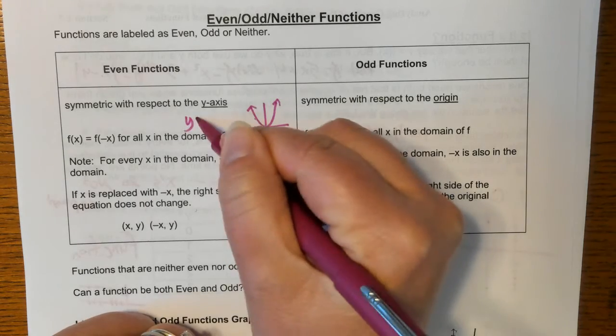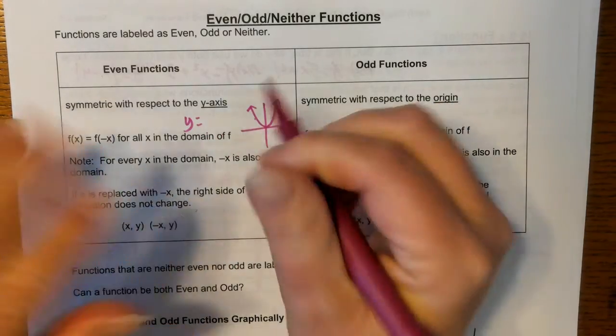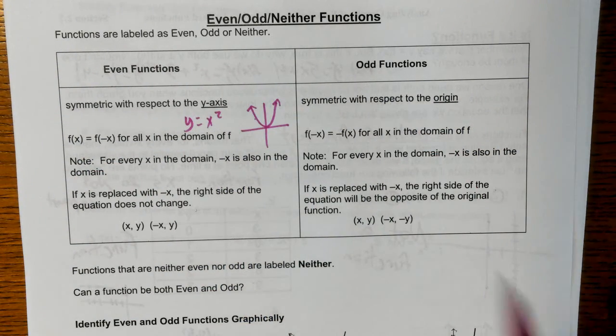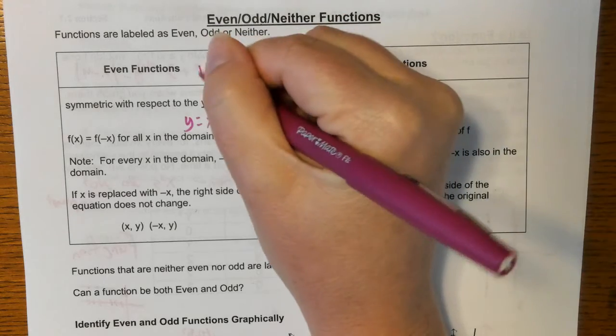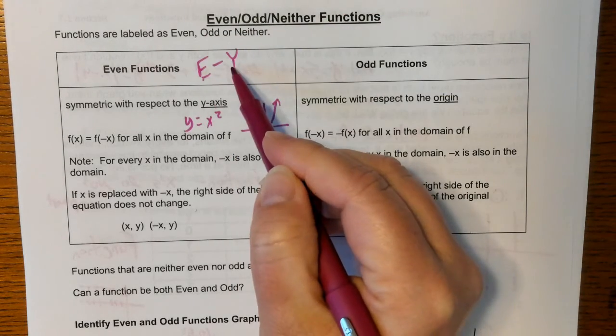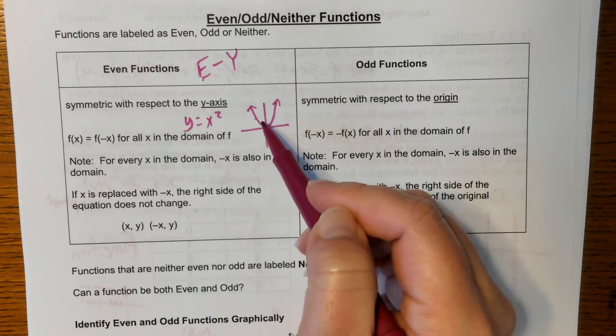Notice the equation for that, or the function. The equation would be y equals x squared, or f of x equals x squared. Okay, so that's an even function. I remember e and y, even y-axis. If it's an even function, it can fold over the y-axis.